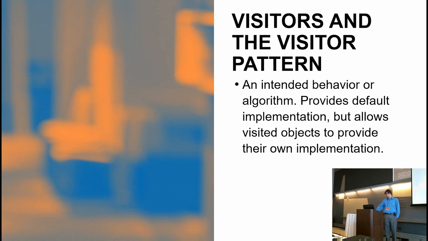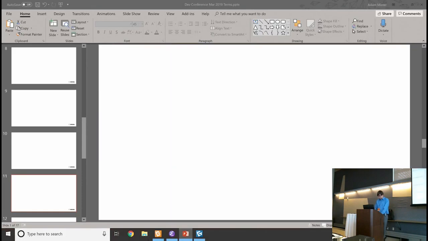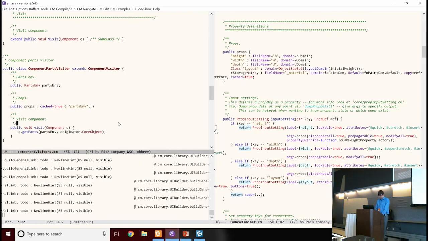I want to talk about the component part snapper real quick. So let me do that. So here's the component parts visitor. You can see it right here. We have the visit function that each visitor will use. So when it visits a component that you pass it, it just gets the parts from that component.